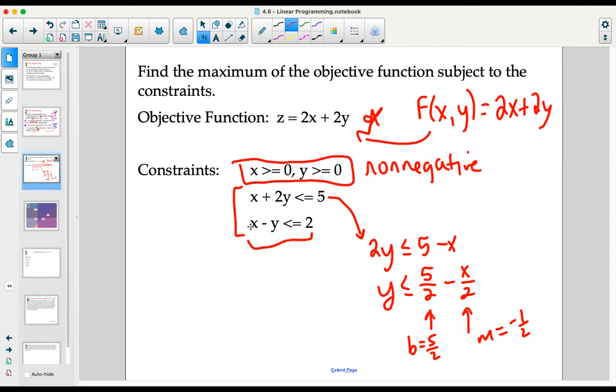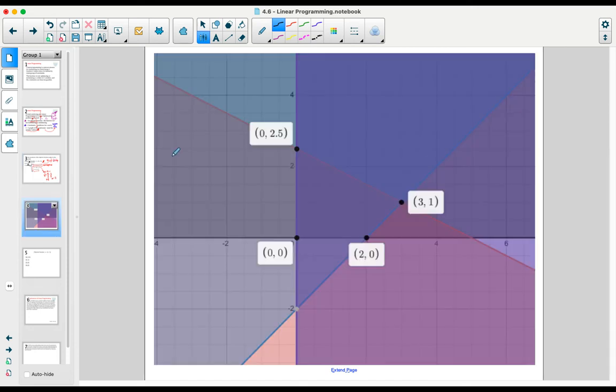Same thing with this one if you wanted to solve it for y. But it's these 4 constraints that are going to go into our graph, not the objective function. The objective function is going to respond to the picture that we draw. It doesn't need to be part of the picture. So let's see what that graph is going to look like.